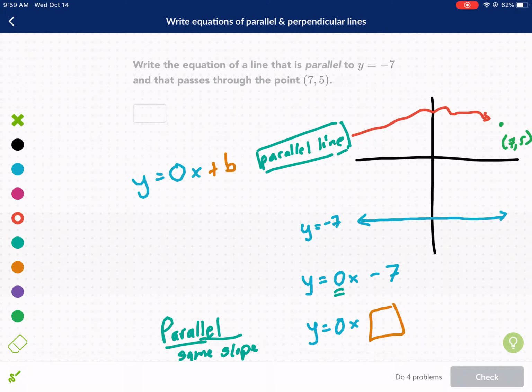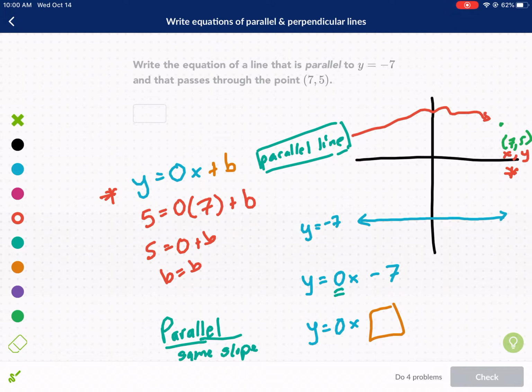That point has an x value of 7 and a y value of 5. So what do we do with that information? Well, if we want this line to go through this point, then we need to input those x and y values into this equation to find out what our y-intercept is. So we can say 5 equals 0 times 7 plus our y-intercept, which we're looking for. Once we do this, we just solve for b. So we get 5 equals 0 plus b, 5 equals b.